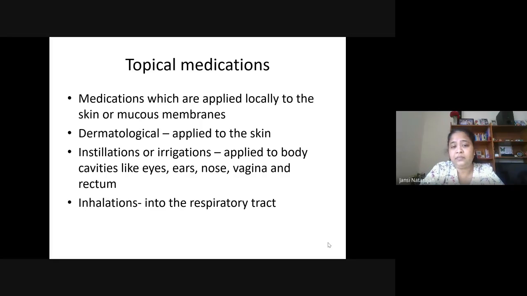So we can divide them into dermatological, which is applied to the skin, or we can call it instillation or irrigations. Like for example, some big foreign body has fallen onto the eyes or ears. Okay, so how we, with the help of a very big syringe, irrigate. Irrigate means wash it out. Okay, that we can read. Then what is instillation? Putting eye drops or ear drops or nose drops, some medication into those cavities. Okay, and the other one is inhalation. Inhalation is directly into the respiratory tract, how we can inhale the medications. We will see about all these things.